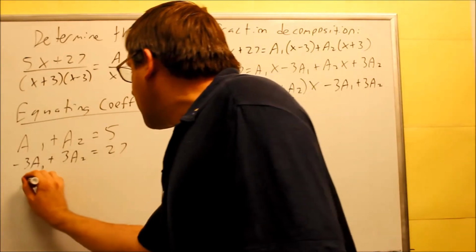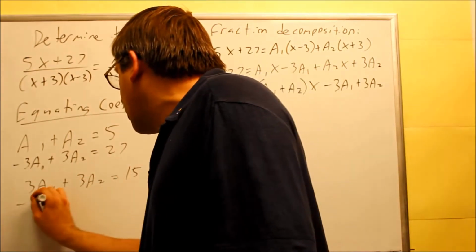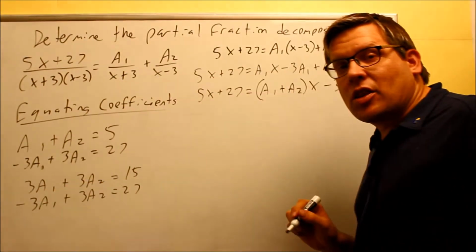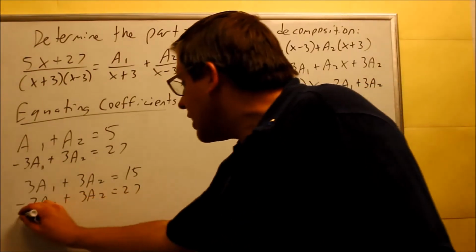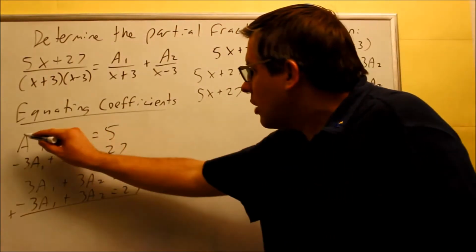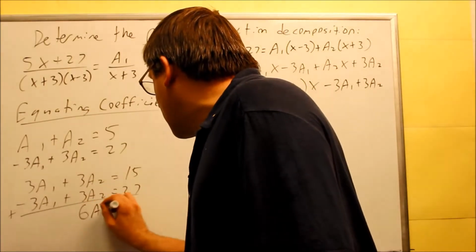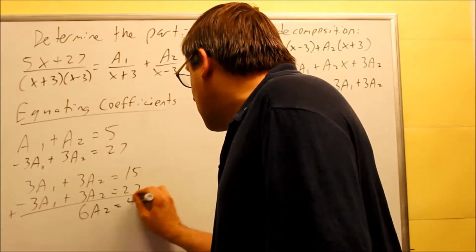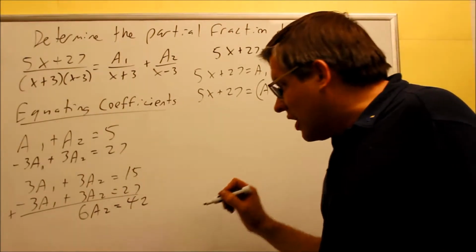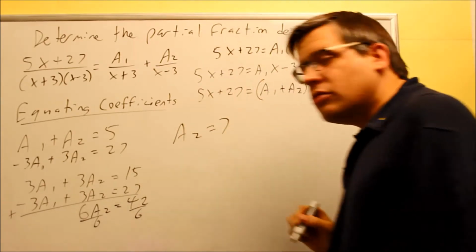Multiply the first equation through by 3. We get 3a1 plus 3a2 is going to equal 15. Down below, negative 3a1 plus 3a2 equals 27. The bottom one I didn't have to multiply by anything, because if I add these together, I'll get one of the variables to cancel. So in this case, I only had to multiply the first equation by 3. When I cancel that, I get 6a2 is going to equal 42. Then I divide both sides by 6, and I get the first answer: a2 is going to be equal to 7.